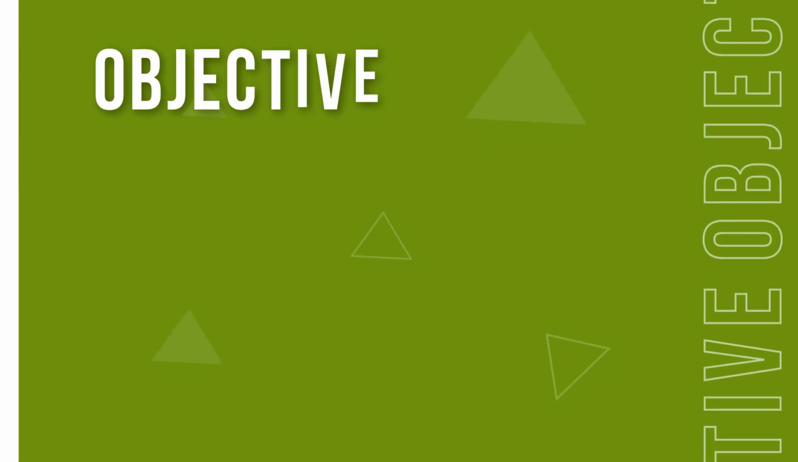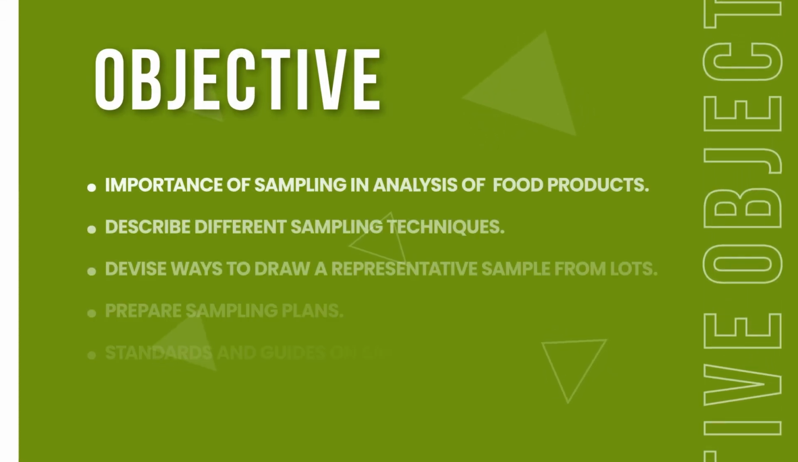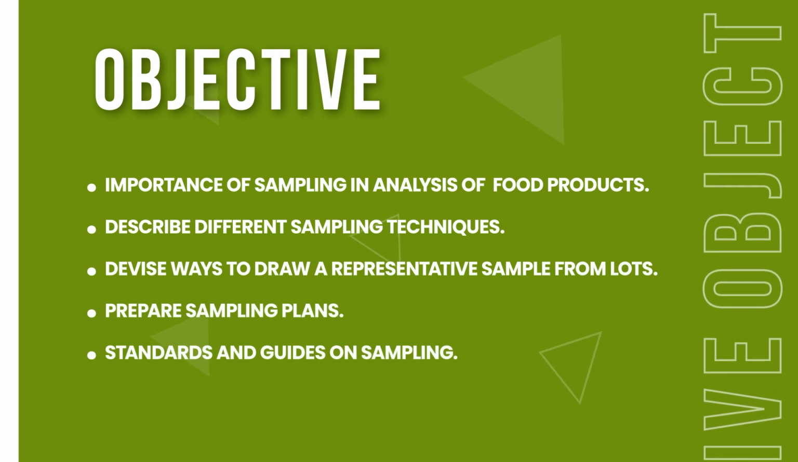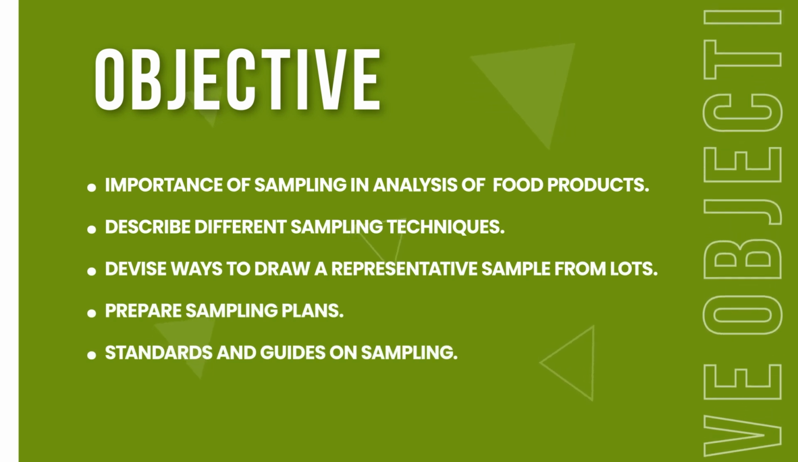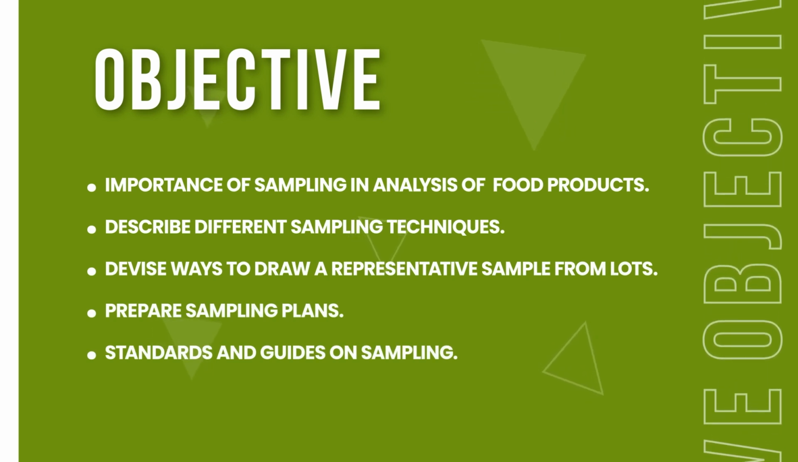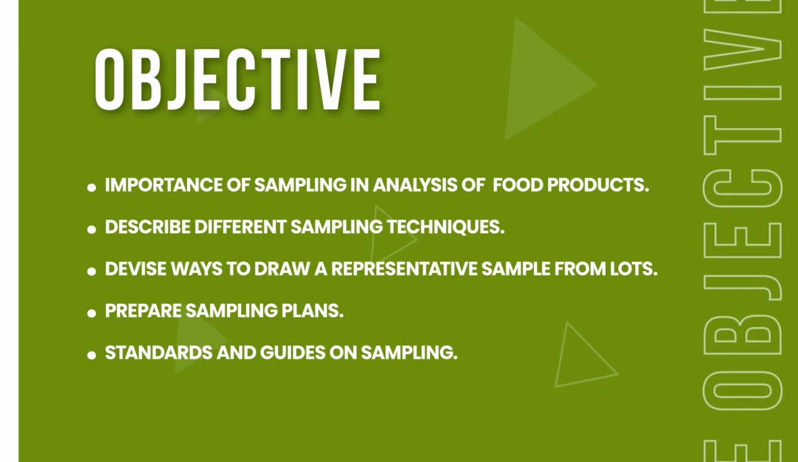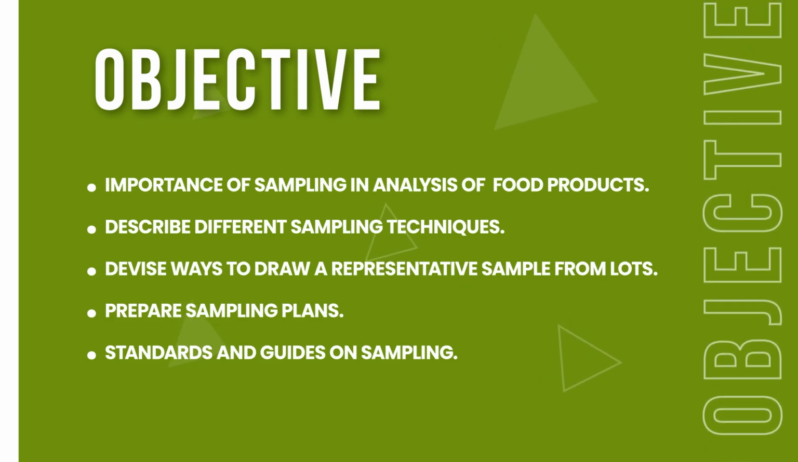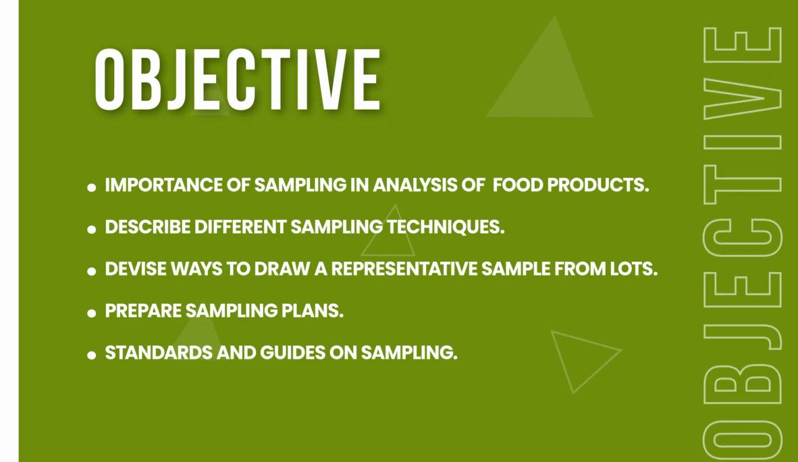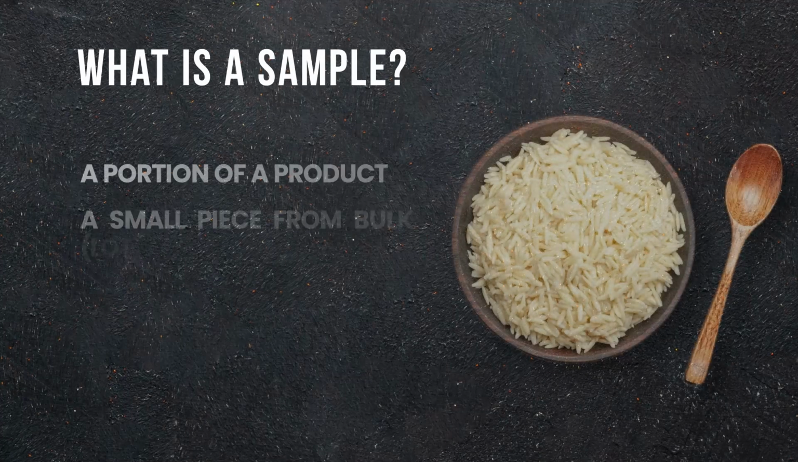The objective of this topic is the importance of sampling in analysis of food. We will describe different sampling techniques and find ways to draw a representative sample from the lots, prepare sampling plans, and we'll talk about standards and guides on sampling. So what is a sample?